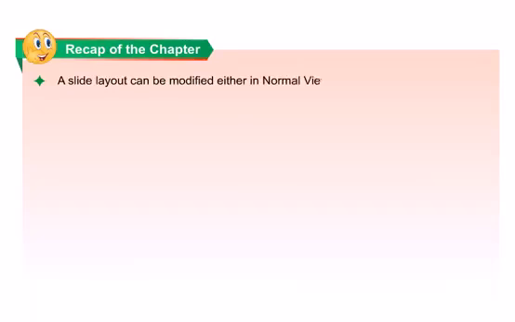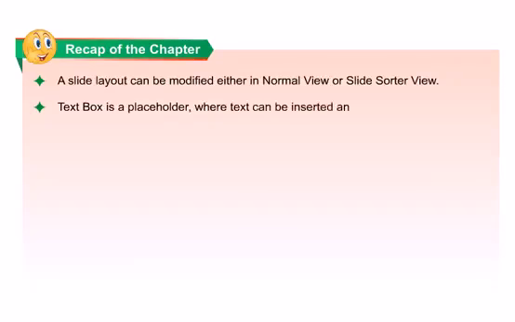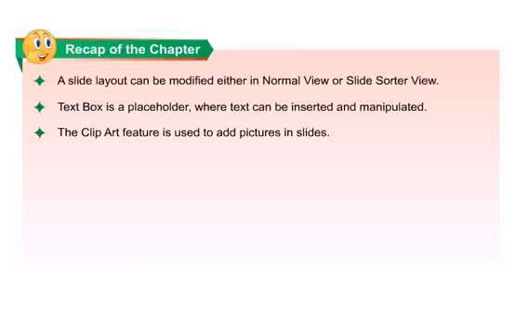Let us quickly glance through the key points discussed in this chapter. A slide layout can be modified either in normal view or slide sorter view. Text box is a placeholder where text can be inserted and manipulated. The clip art feature is used to add pictures in slides. Word art feature helps to create special text effects.